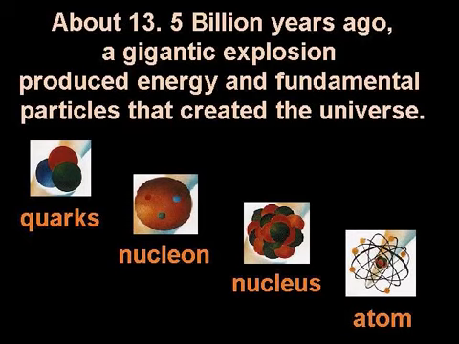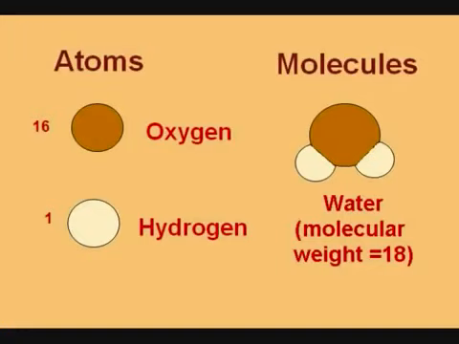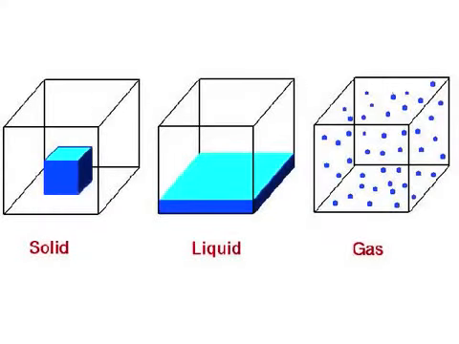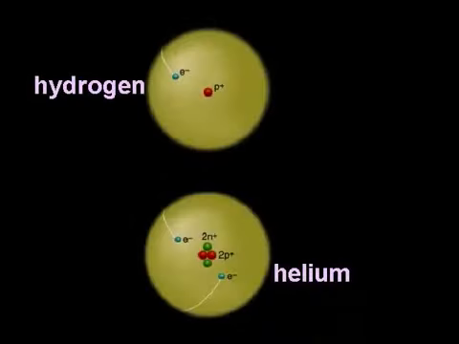I said all the energy and fundamental particles were created. These particles in physics are called quarks. Quarks make up protons, neutrons, and electrons, which form atoms. Atoms make molecules. Molecules make solids, liquids, and gases, things that make up the earth. The Big Bang created quarks, with some of them turning into hydrogen and helium atoms.